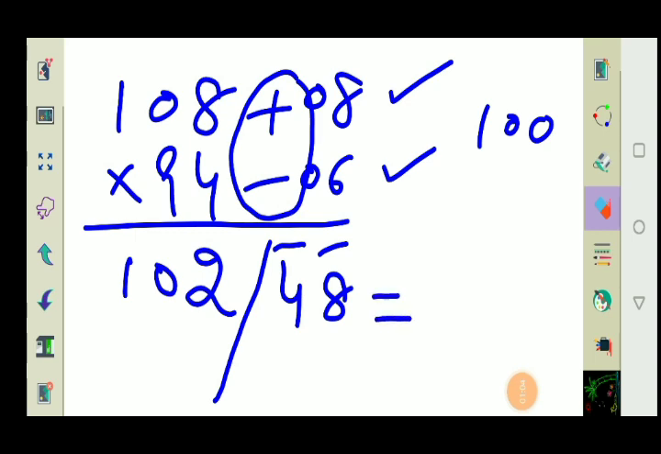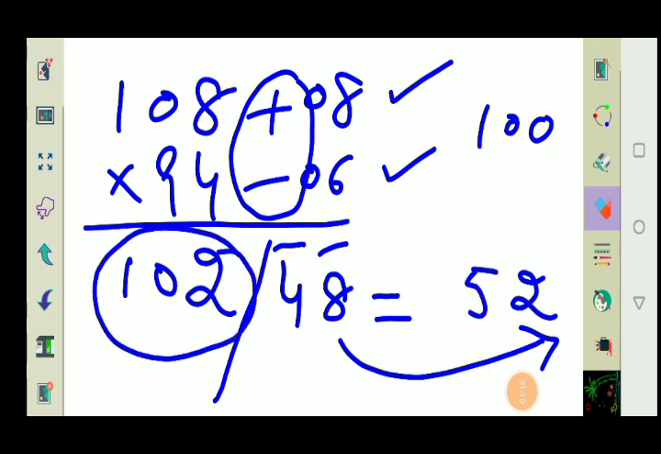This number will be equal to, subtract 8 from 10, you will be getting 2. Subtract 4 from 9, you will be getting 5. And this number will be 101. So you will be getting 10152.